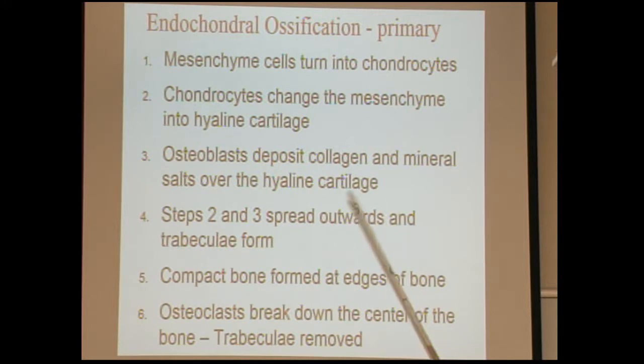And then the osteoblasts come in, deposit collagen and mineral salts, and replace the cartilage with basically bone materials, the collagen and the mineral salts. These steps repeat over and over again, traveling through the bone. Like it'll start in the middle of that bone or that clump of tissue, spread outward, and make trabecula, just like in the spongy bone. Form compact bone on the edges, and then the last step is osteoclasts come in and completely remove the trabecula that's in the middle.